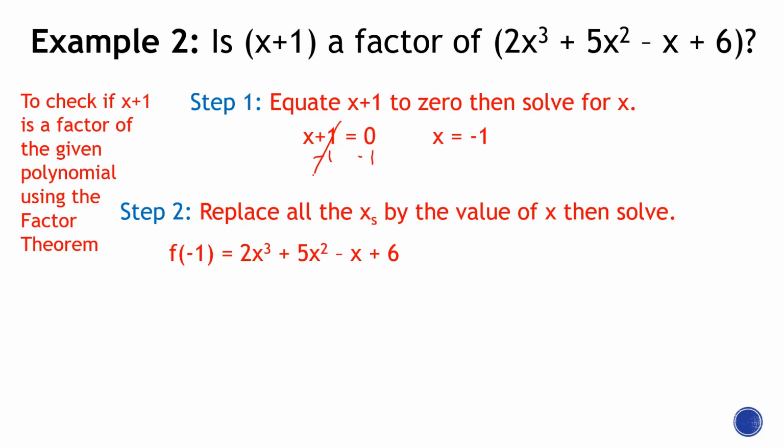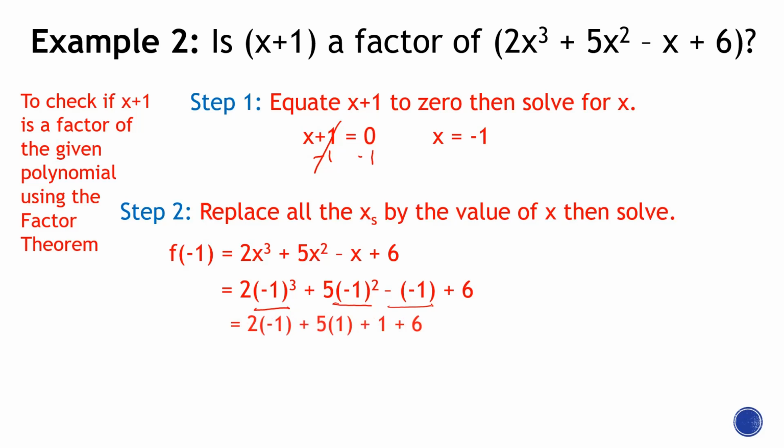Here we have f of negative 1 equals the polynomial. So now we have 2 times negative 1 raised to 3 plus 5 times negative 1 squared minus negative 1 plus 6. Negative 1 raised to 3 is equal to negative 1 times negative 1 is positive 1 times negative 1 is negative 1. Negative 1 raised to 2 is negative 1 times negative 1 is positive 1. This will be plus 1 because negative times negative 1 is equal to positive 1.